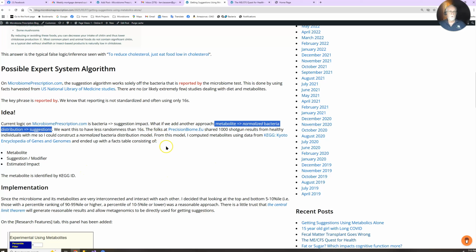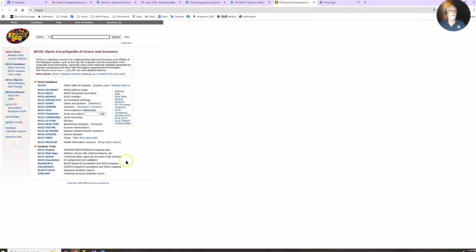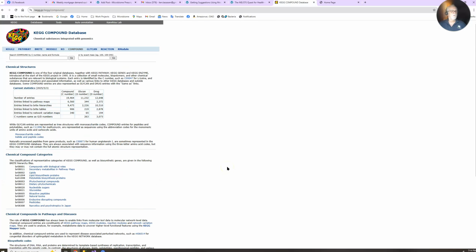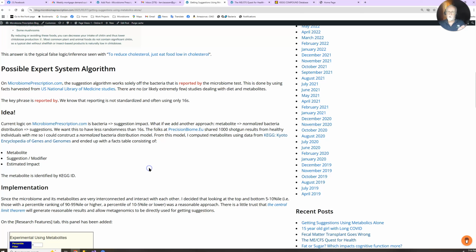So the folks over at Psomagen shared a thousand of their shotgun results in detail with me, and it created a normalized bacterial distribution. And then I computed metabolites from data from the KEGG Encyclopedia of Genes and Genomes, which you can go there, and it's free to wander around and take a look at all of the things. If you go down to compounds, you see all the things. And we have, what is it, 19,000 compounds, etc. So you can go over there to your heart's content.